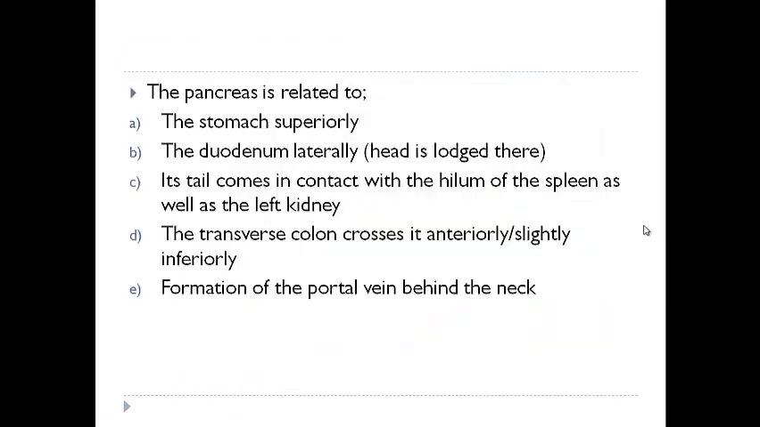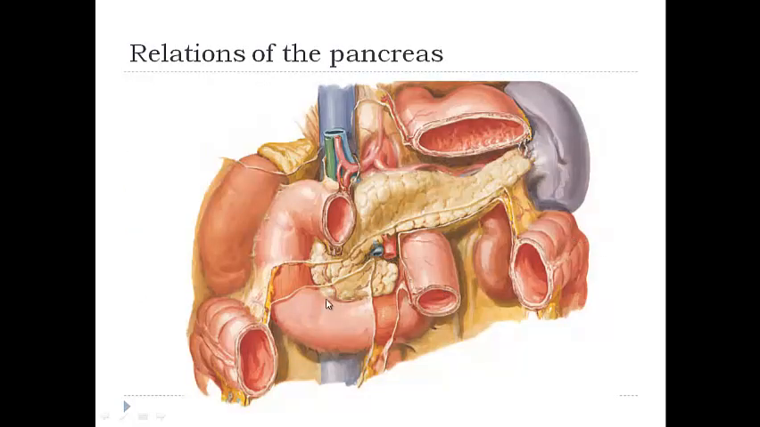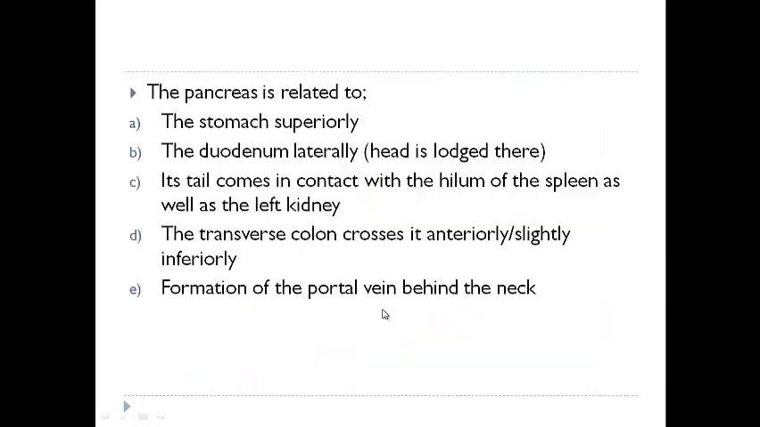Like I said, you can figure out from the pictures which organs are related to other organs. So the pancreas is related to the stomach superiorly. On its lateral side, you find the duodenum. Like we said, the head of the pancreas is lodged within the C-shaped curve of the duodenum. The tail comes in contact with the hilum and therefore also the left kidney. The transverse colon, so that's this one here, crosses in front of the pancreas and slightly below it. So anteriorly and slightly inferiorly to the pancreas, you've got the transverse colon.